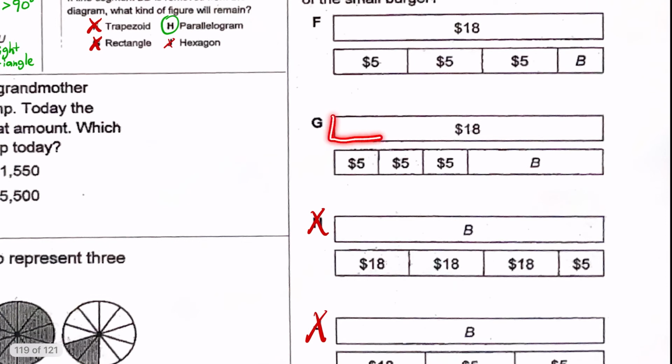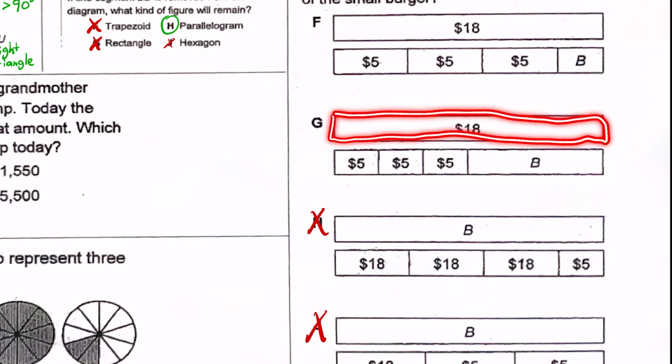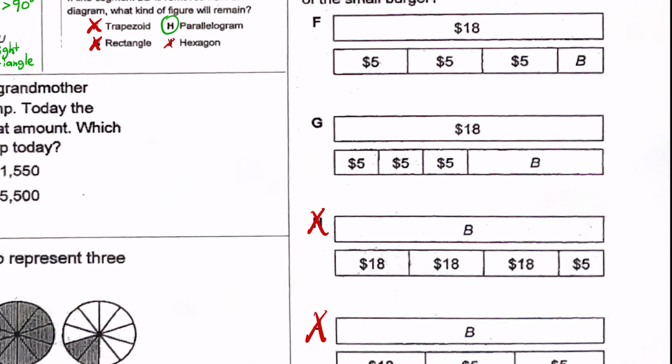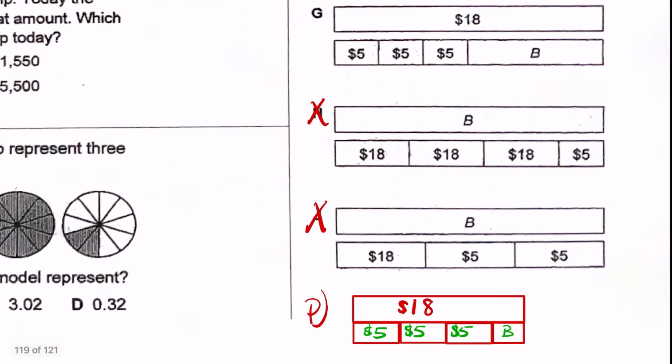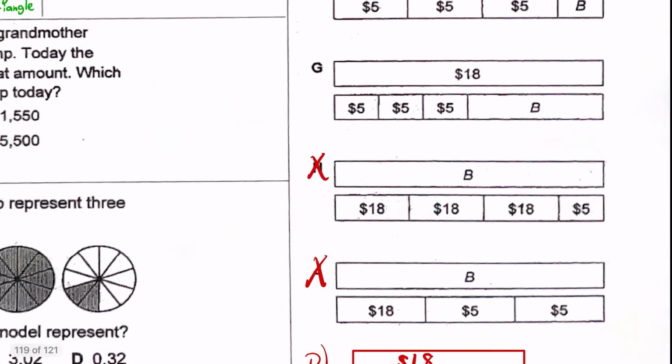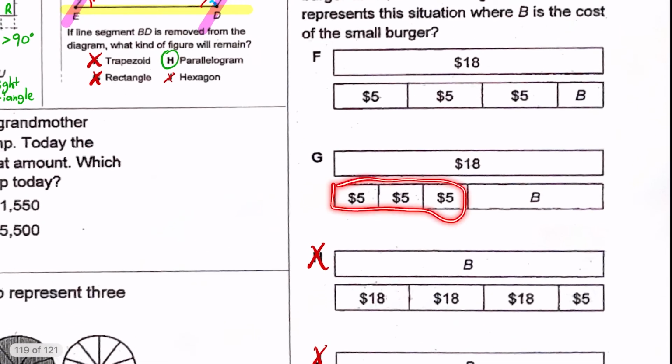This one makes a little bit more sense because it does tell me that the total is 18. But if you look compared to my other one where the total is 18, all 3 burgers cost $5. This one is saying, yeah, all 3 burgers cost $5, but that one small burger is going to be more expensive than each large burger.